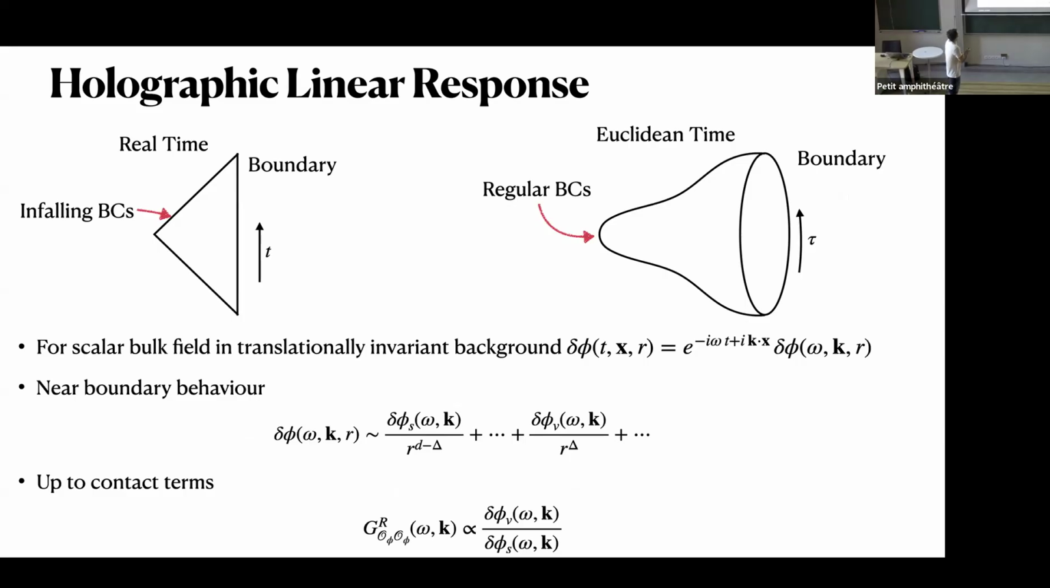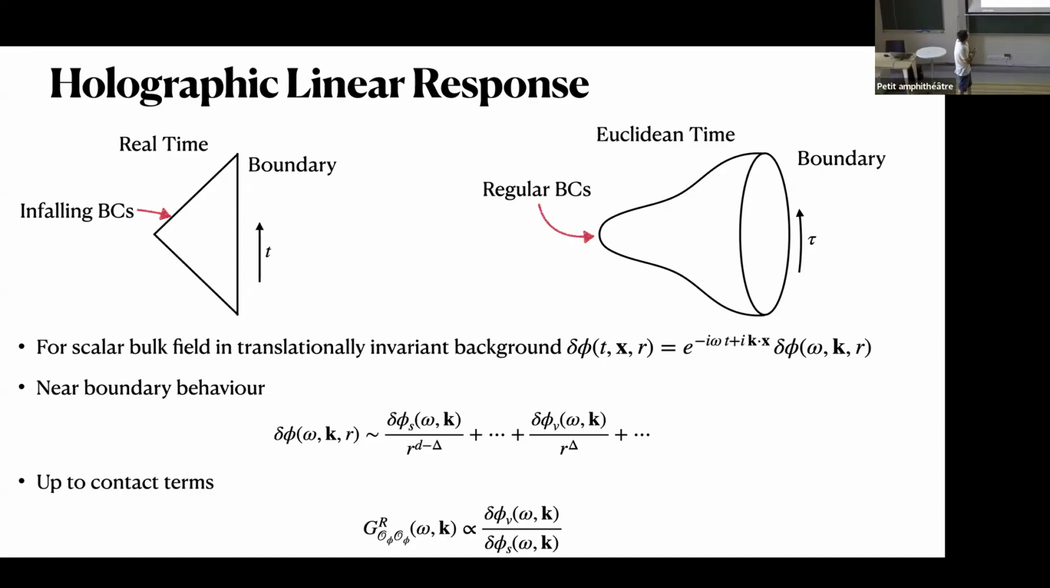So from the bulk point of view, how do I set up the problem? If I want to do a linear response in real time, and in general I have some kind of horizon, in order to compute the retarded Green's function, I have to impose infalling boundary conditions here. So basically, matter just falls through the horizon. Nothing comes out of the horizon. If I do that, that will uniquely fix the VEV of the system. I have to do that. This is what fixes the VEV of the system.